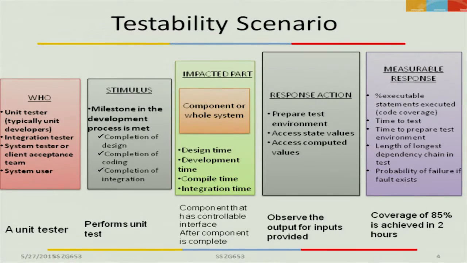The length of the longest dependency chain in the test. There could be many dependency chains which might impact the overall testing activity itself. So this length should be reduced. And the probability of failure if the fault exists should be very high. What that means is that if the fault exists in the code, then the probability that the application is going to fail should be very high, because if it does not fail in spite of the fault, then it's a very dangerous situation, because then you never know what the system is going to do or how the system is going to behave.